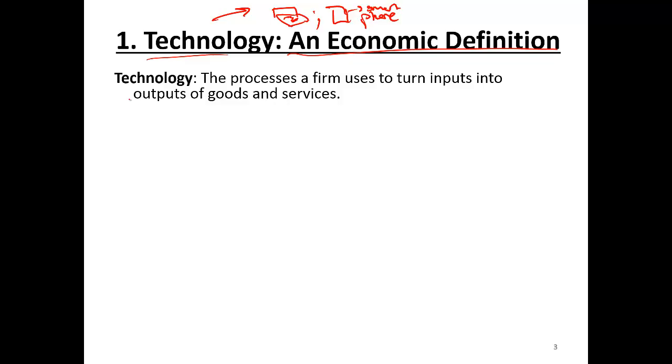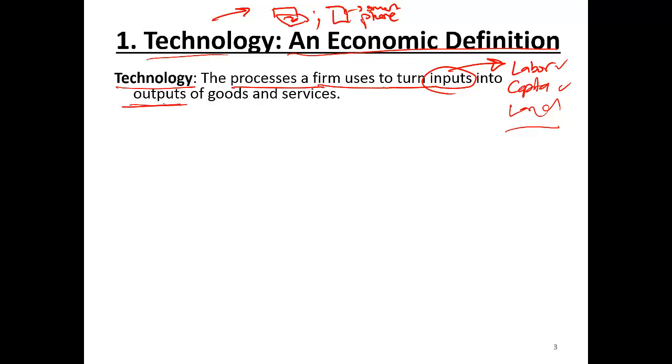We actually define technology as the processes a firm uses to turn inputs or factors of production, remember labor, we talked about capital, into outputs, whatever they're producing of goods and services. So when we say technology, we are not really talking about these technological machinery tools per se, but we're talking about how you put them together.